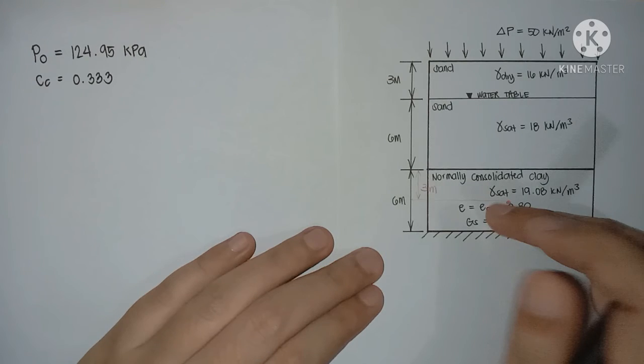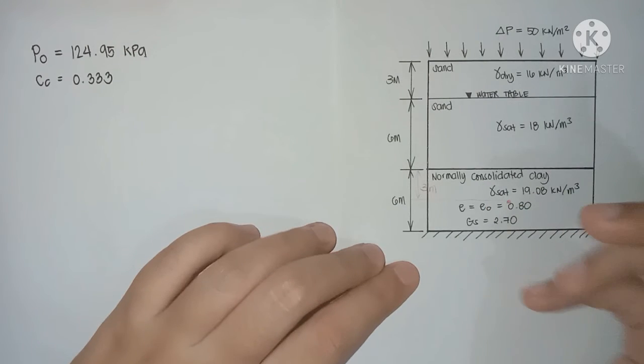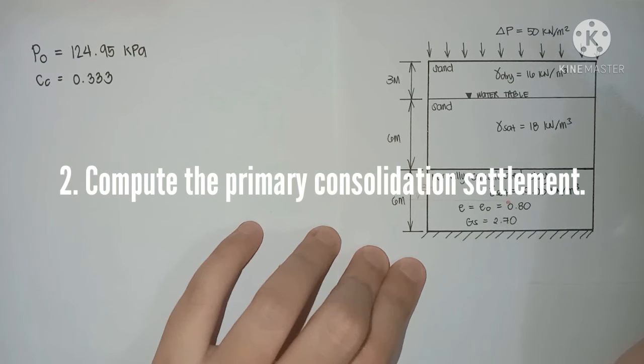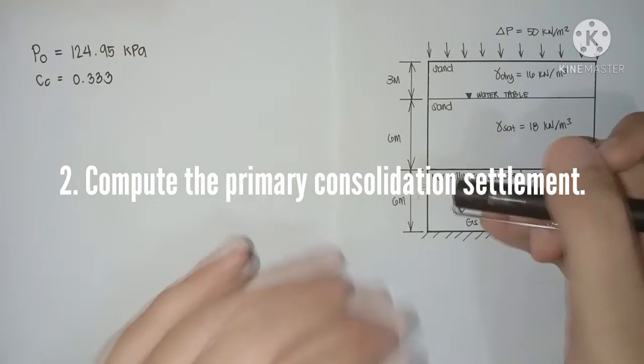So, that's all for problem number 1. For problem number 2, compute the primary consolidation settlement.